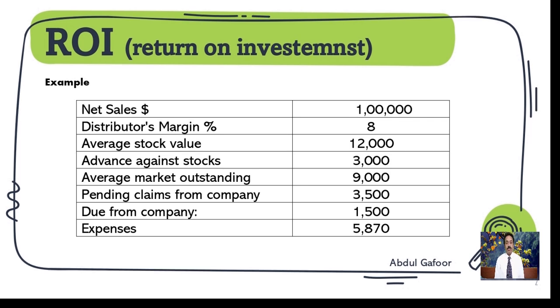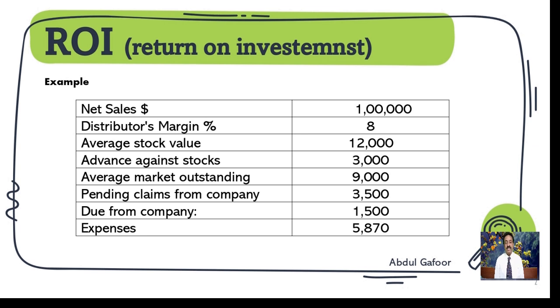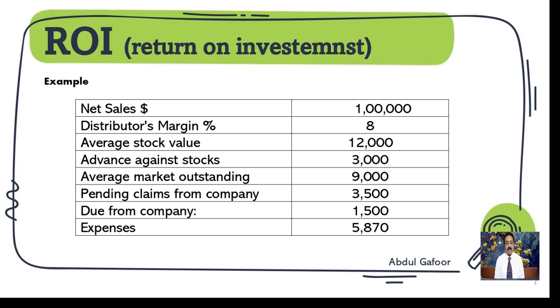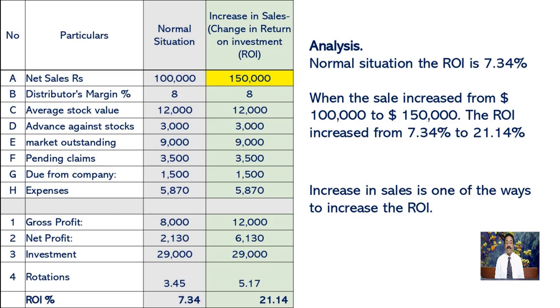Now I will explain 5 ways to increase the distributor profitability, meaning ROI, return on investment. We have seen a case study in which we calculated the profitability. The ROI was 7.34%. Correct? Now, what happens if you increase the turnover? You can see the sheet. In the sheet, the first column I mentioned is the normal situation. In the second column I mentioned what happens if you increase the business.